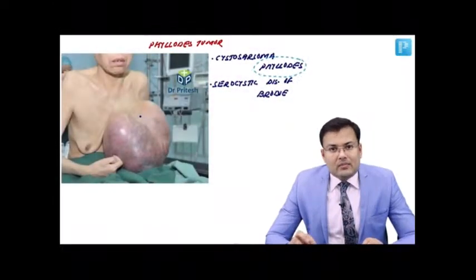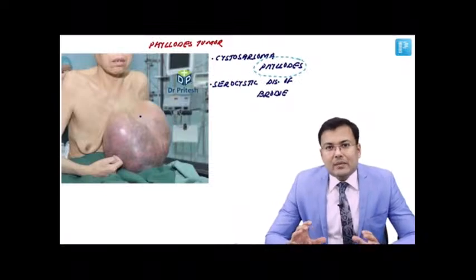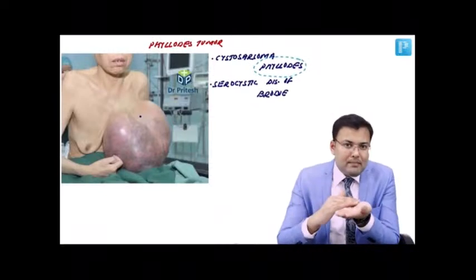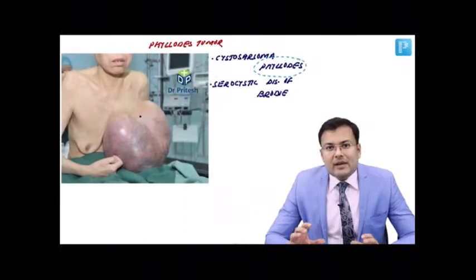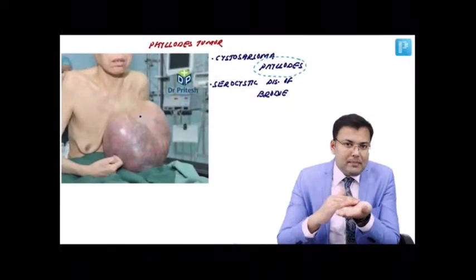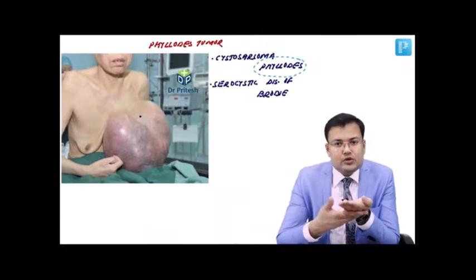This is sarcoma. But the unique thing about this tumor is that it is having biphasic proliferation of both mammary epithelium as well as connective tissue or stroma.